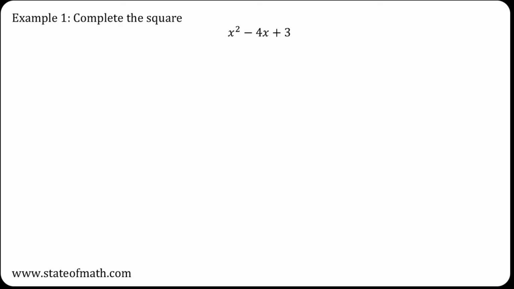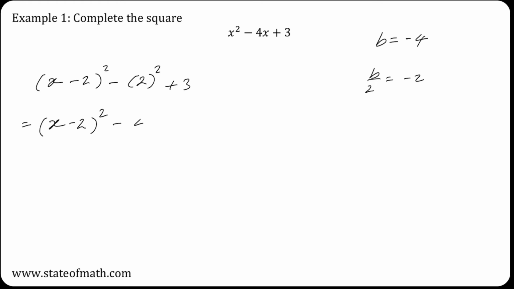Now the coefficient of x here is minus 4, and this will be our b. So b is minus 4, hence b over 2 is equal to minus 2. So following our formula, we get x minus 2 squared minus 2 squared, and then I have the plus 3 that I'm just going to add at the end. If I simplify, I will get x minus 2 squared minus 4 plus 3. And finally, the minus 4 and the 3 will give me minus 1. Hence, x minus 2 squared minus 1 is my final answer.